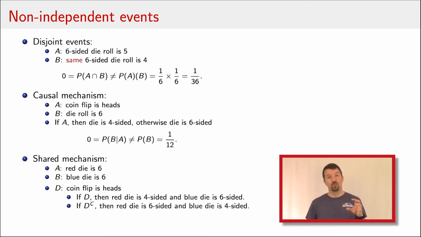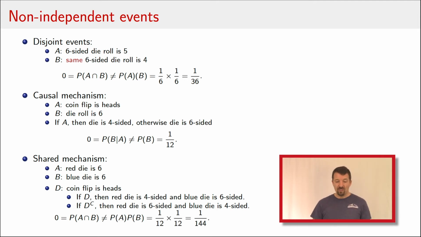Because each time we have at least one of the two dice that's 4-sided, and therefore we cannot roll a 6. So the probability of B and A both occurring is 0. Now if we calculate the marginal probabilities of each of these and multiply them together, and you should verify this for yourself too, we find that the probability of A times the probability of B, in this case, is 1 over 144. And therefore, because these two sides are not equal, these two events, A and B, are not independent, and they're not independent because they have this shared mechanism that is the coin flip.